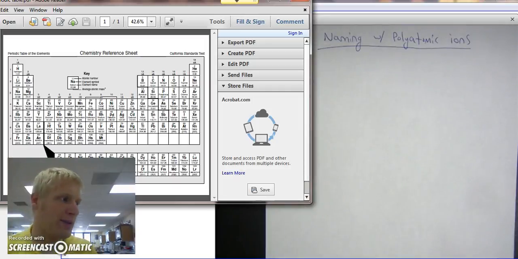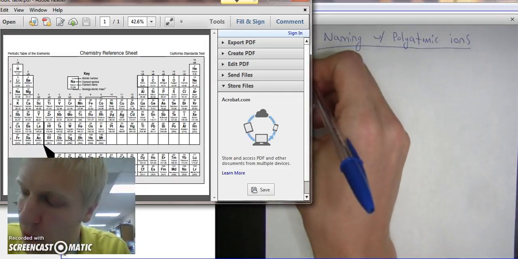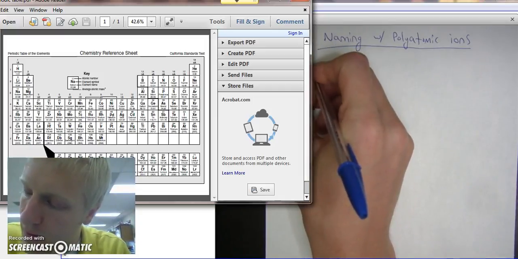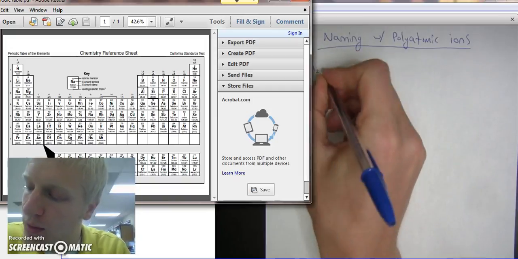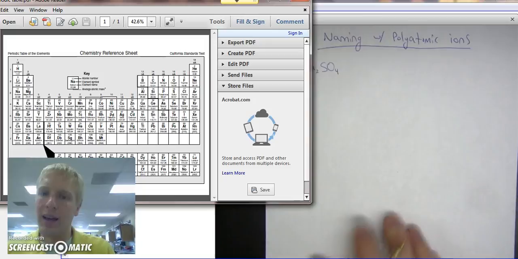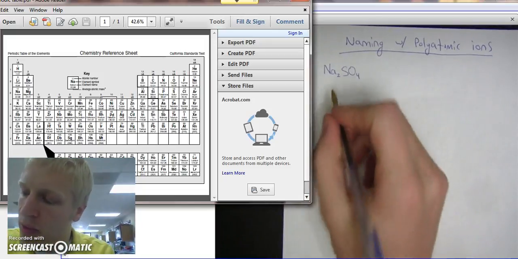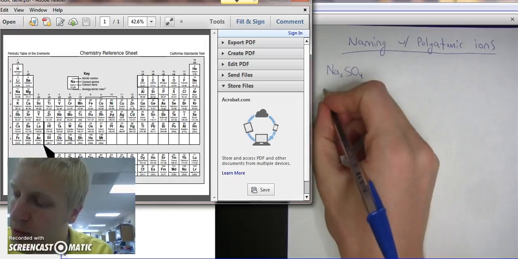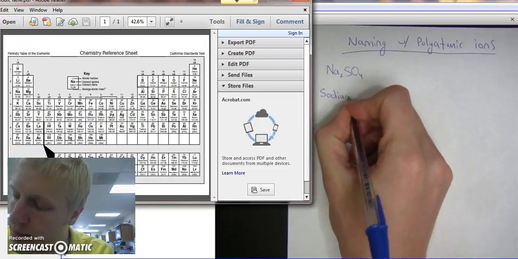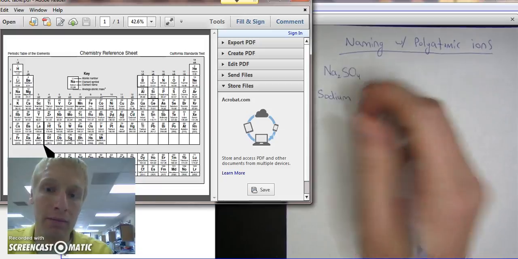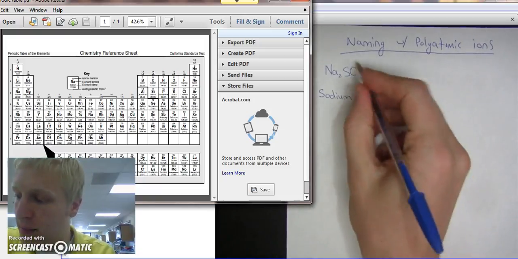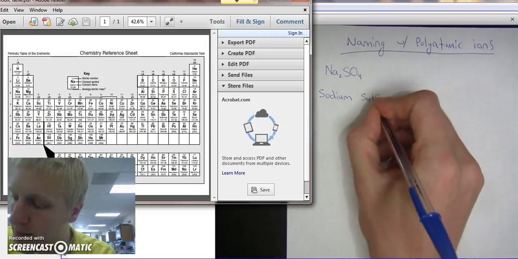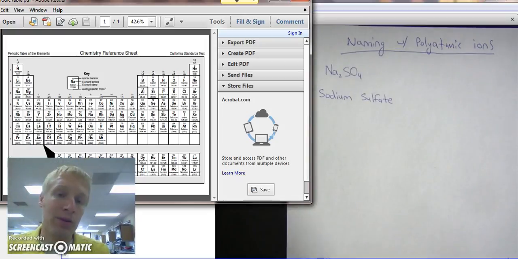How do we do this? So, let's say we have Na2SO4. We want to name this guy. So what we do is we write the name of the first element, sodium, and then we write the name of the next part, in this case, this polyatomic ion, sulfate. And we don't change the ending at all, we just write the name of the polyatomic ion. The name of this would be sodium sulfate.